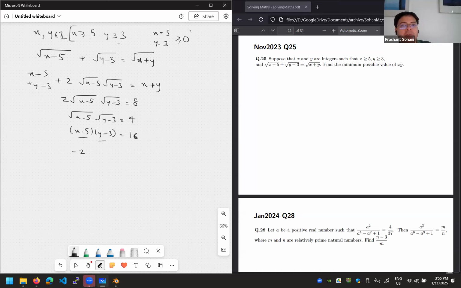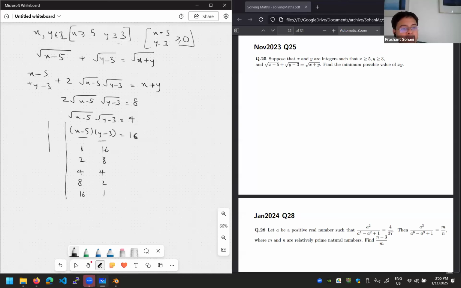If this information is not given, then my problem becomes more complicated, because I have to consider, for example, minus 2 into minus 8 also. But we don't have to bother with that because everything is positive. So the only factorizations that we need to consider are 1, 16, 2, 8, 4, 4. Okay. So these are the values of x minus 5 and y minus 3.